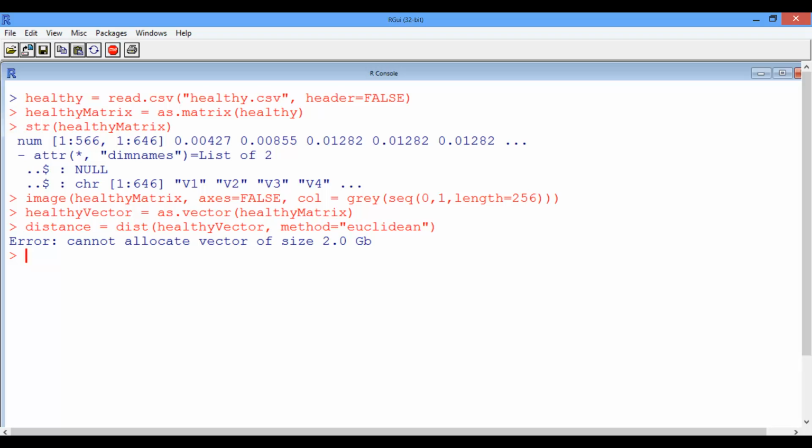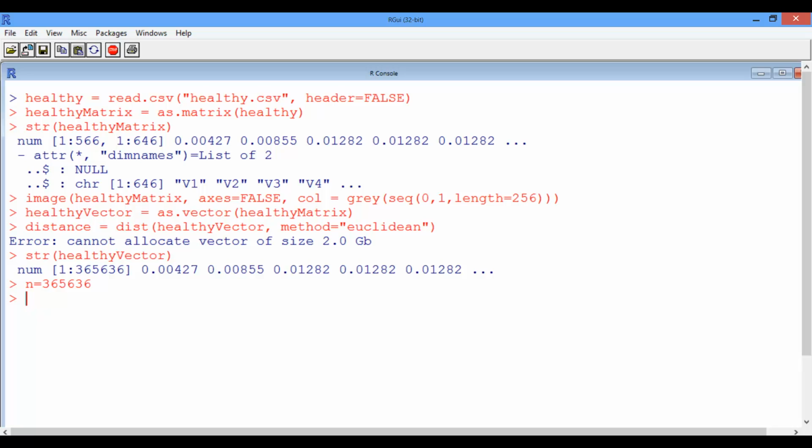Oh, R gives us an error that seems to tell us that our vector is huge and R cannot allocate enough memory. Well, let us see how big is our vector. So we're going to use the structure function over the healthy vector, and let's see what we obtain. The healthy vector has 365,636 elements. Let's call this number n. Let's copy and paste it here.